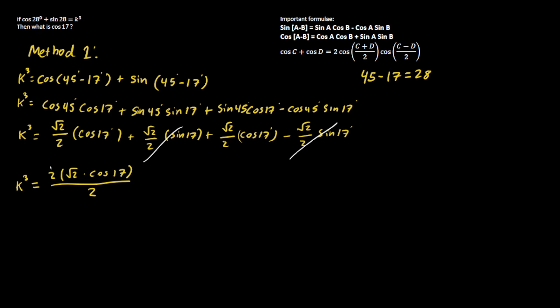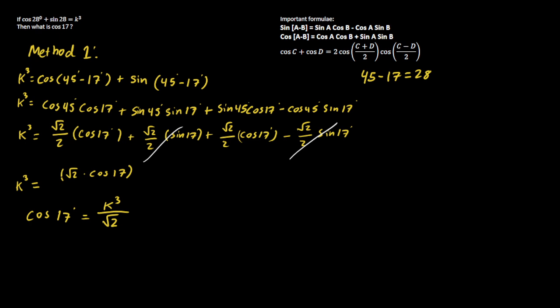And when we cross this out, we get that k cubed is equal to root 2 times cos 17. And now what we can do is bring this root 2 down to the denominator over here to isolate cos 17. And that gives us cos 17 is equal to k cubed over root 2. And that is our answer.